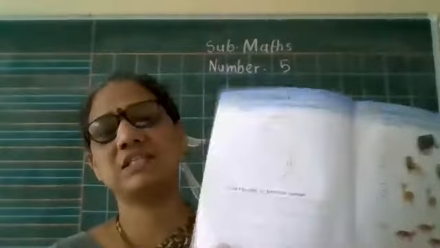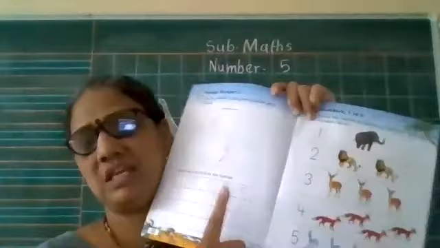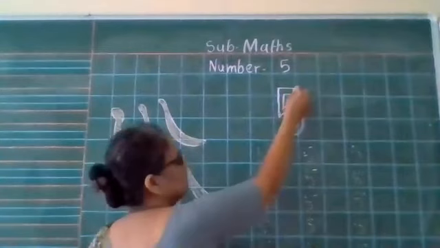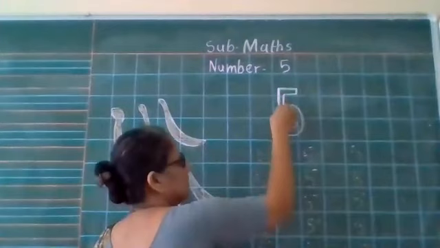I will draw on the board. You do it on this page in your book. This is number 5. How will you color this number 5? Make the outline like this. First, sleeping line. Standing line and curve line.